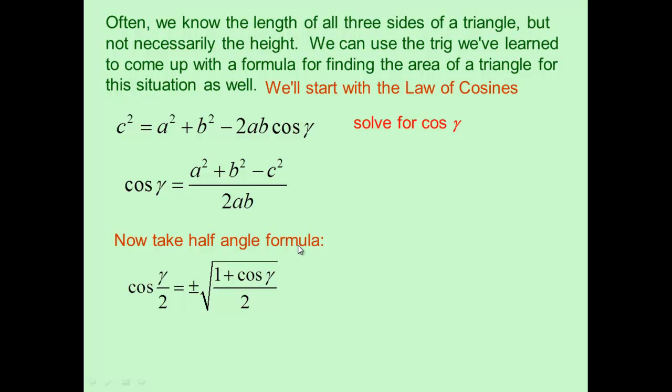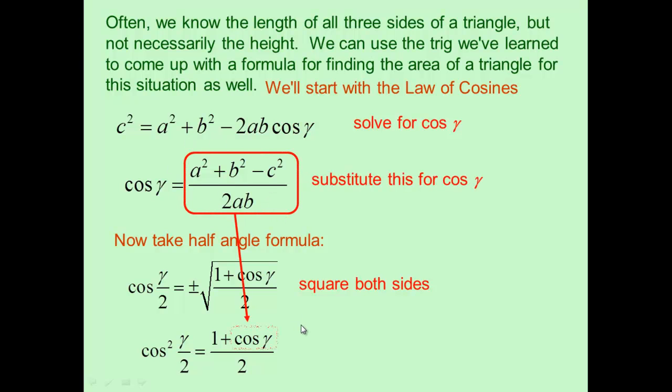I'm going to use the half angle formula for cosine, which you should remember is this. I'm going to square both sides to get rid of the square root. And then I'm going to take what I have from the law of cosines above and replace the cosine of gamma down here with this fraction. Okay, and it gives me the cosine squared of gamma over 2 is equal to 1 plus the fraction a squared plus b squared minus c squared over 2ab, and that's all over 2.